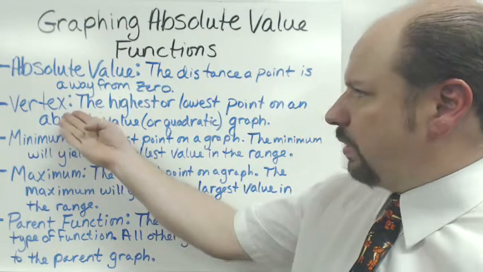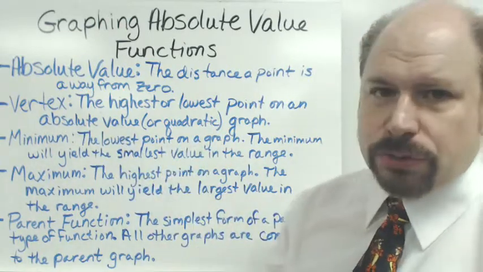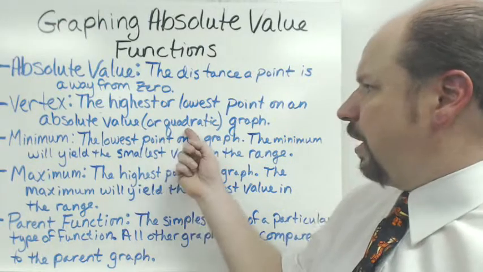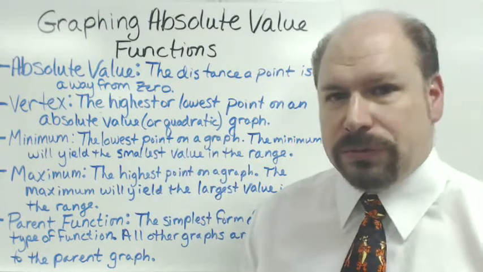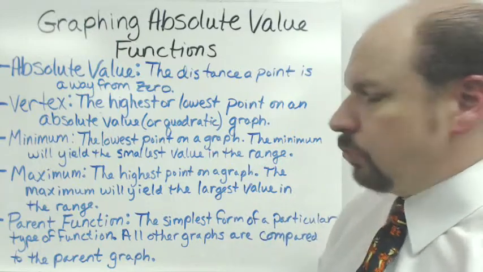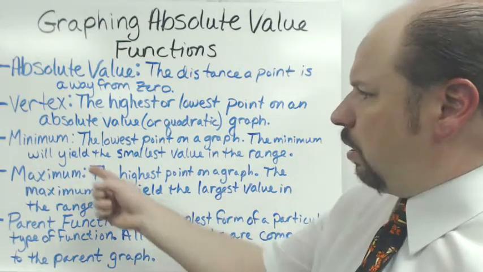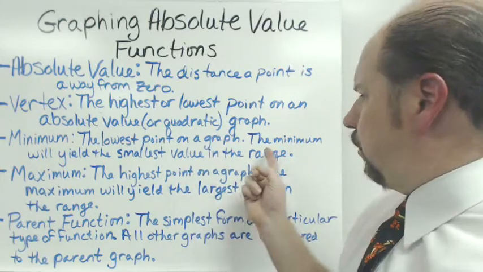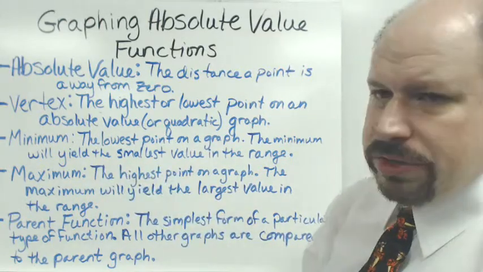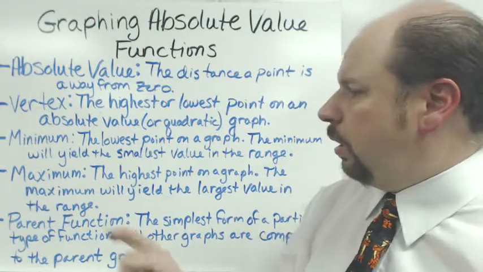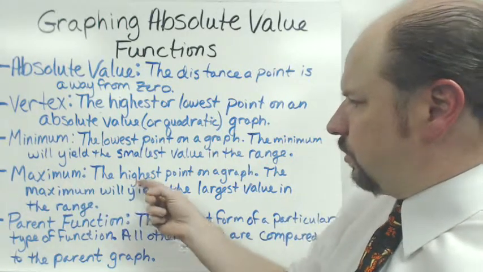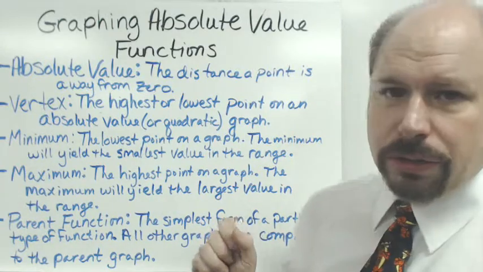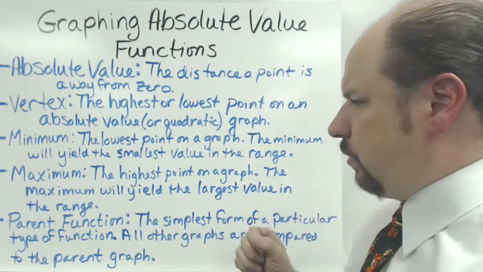We'll just talk about some other terms here. First of all, the vertex. The vertex is the highest or lowest point on an absolute value graph. It could also be the highest point on a quadratic graph, but since we haven't talked about those, we'll get into that later. The minimum, of course, is just the lowest point on a graph, and the minimum will yield the smallest value in the range. And the maximum, of course, is just the highest point on the graph, and the maximum will yield the largest value in the range.